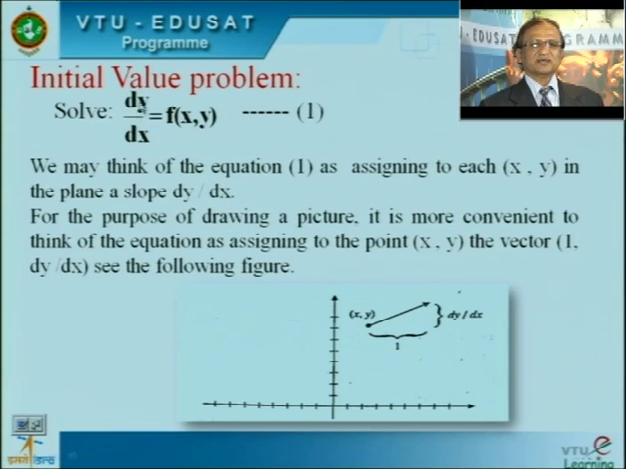Here they have given dy by dx is equal to f of x y. Clearly it is a first order differential equation. We may think of equation 1 as assigning each x y in the plane a slope dy by dx. As I have mentioned earlier, the left hand side is the slope and the right hand side is a function of x y. So now I have assigned f of x y to dy by dx. For the purpose of drawing a picture, it is more convenient to think of the equation as assigning to the point x y the vector 1 comma dy by dx, right. So you will get a vector like this.